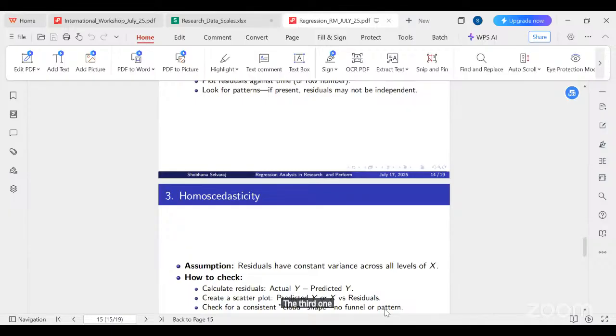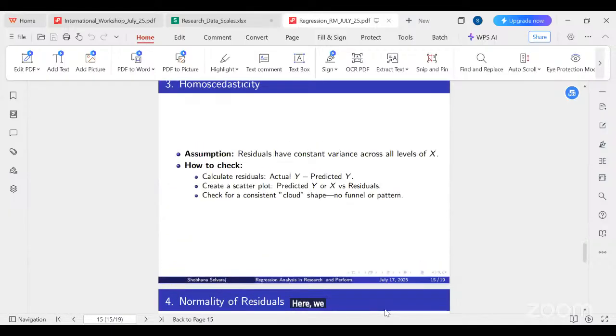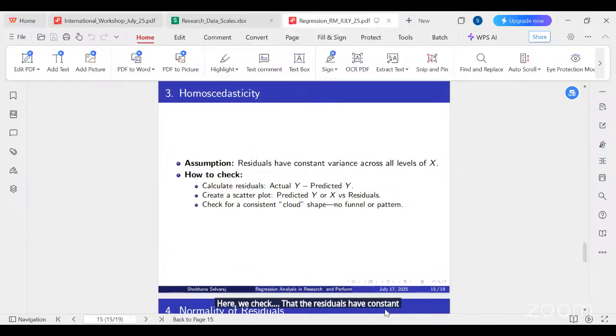The third one, homoscedasticity. Here we check that the residuals have constant variance across all levels of X. This can also be done in Excel. We have to compute the residual first. For your remembrance, I have written the detailed formulas on each slide. We compute the residual, that is, the actual value minus the predicted value of y. Then we create a scatter plot between the predicted value of y or x with the residual to check the consistency.